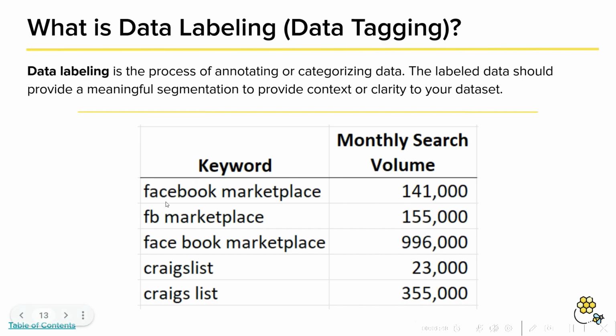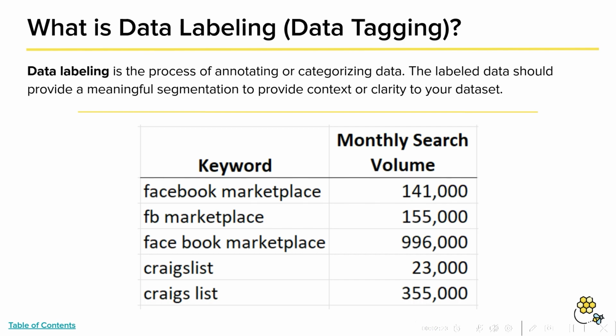because if you look at the keywords, Facebook and Craigslist are actually spelled in a couple different ways. Facebook is spelled Facebook, FB, and face space book, and Craigslist is spelled Craigslist and Craigs space list. Traditional methods in Excel, like filtering and sorting, wouldn't catch all of these exceptions. If we're working with a dataset this small, it would be fastest to just manually label it, right?